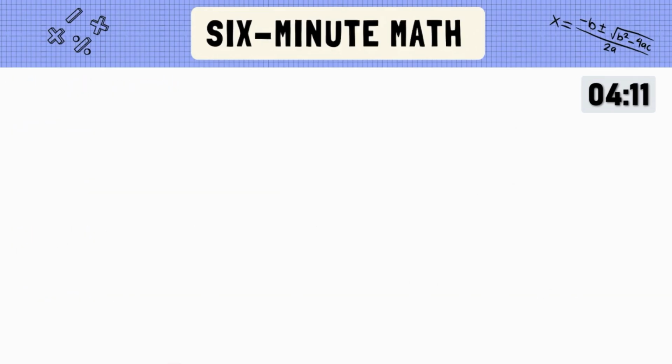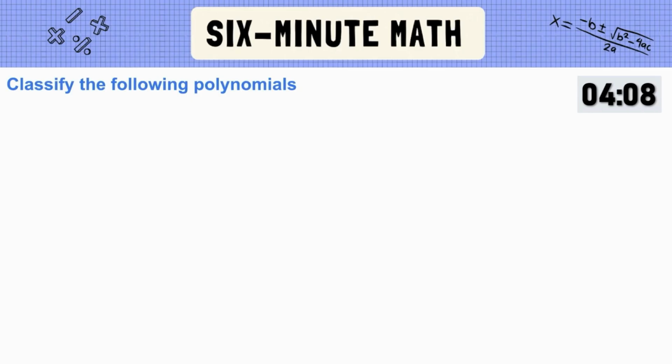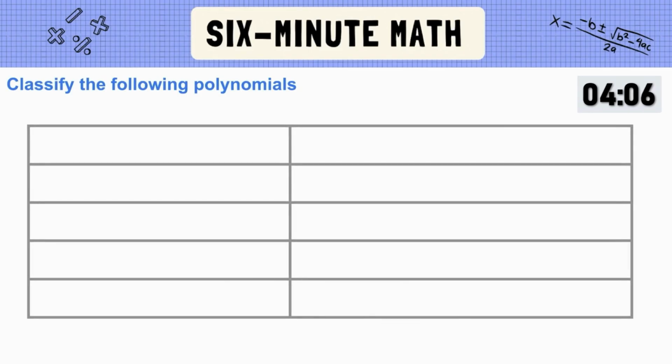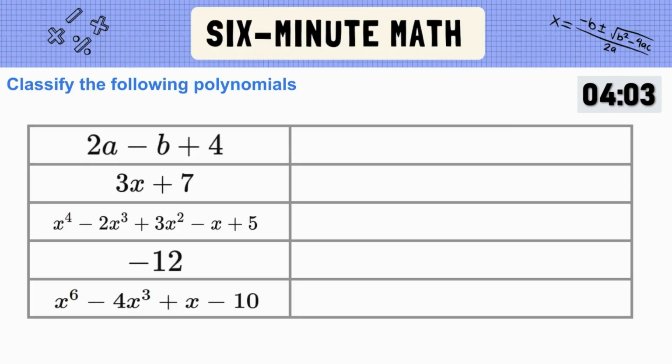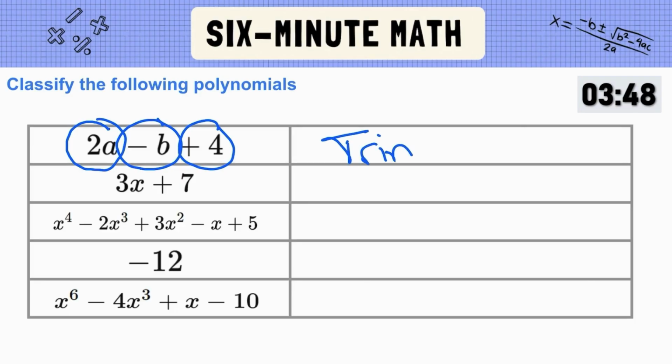So let's put this to an example. We're going to classify the following polynomials. I always like to separate my terms by circling them. So I'm going to circle each term that's separated by a plus or a minus, and then count up how many circles I have. In this case, I have 1, 2, 3. 3 terms make it a trinomial. My next example here, again, I'm going to circle my terms and count them up. I have 1, 2. 2 terms would make it a binomial.